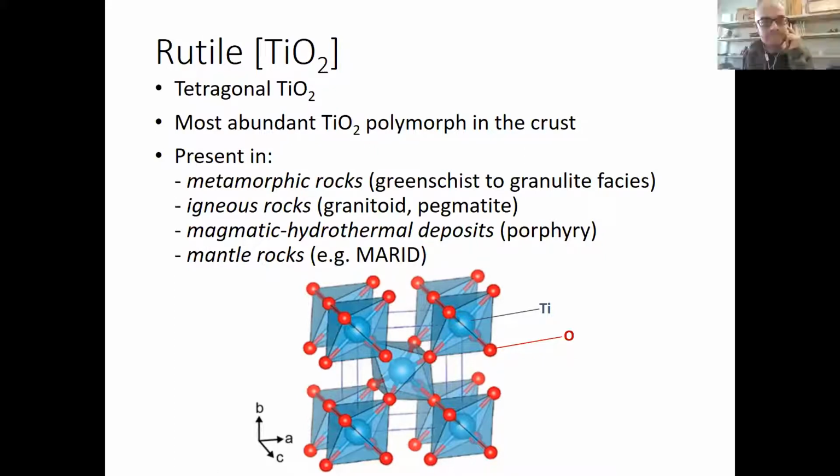Okay, so I was saying that we can see it in igneous rocks, in hydrothermal deposits, and also in mantle rocks.